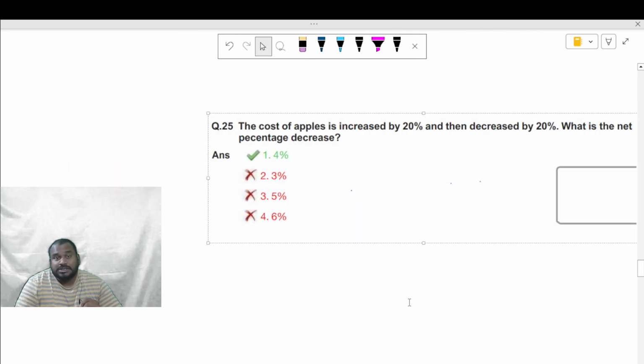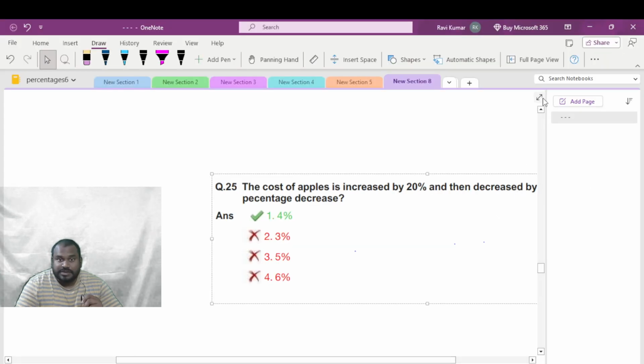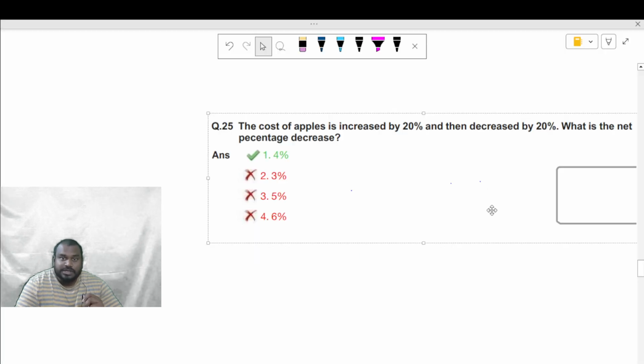The cost of apples is increased by 20%. See, the cost of apples is increased by what? 20%. And then decreased by 20%. First they increased and then they decreased. What is the net percentage decrease?